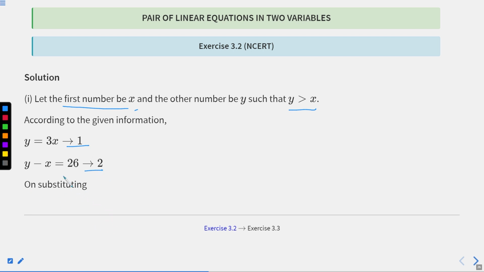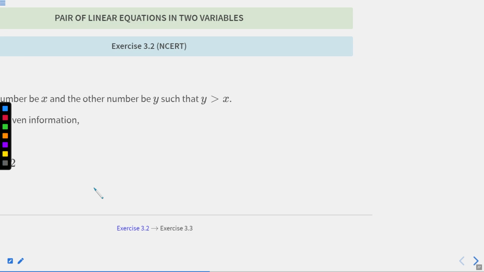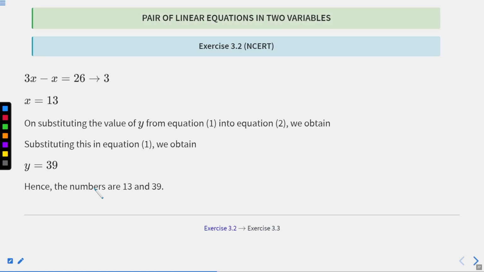So this is equation 1, this is equation number 2. And now if we substitute the value of y is equal to 3x in equation 2, then we'll get 3x minus x, this is equal to 26, and naming this equation number 3. Okay, and it implies 2x, this is equal to 26, and it implies x is equal to 13. And now substituting the value of x equal to 13 in equation number 2, then we obtain the value of y is 39. So hence the numbers are 13 and 39.